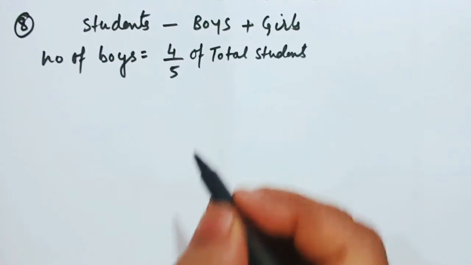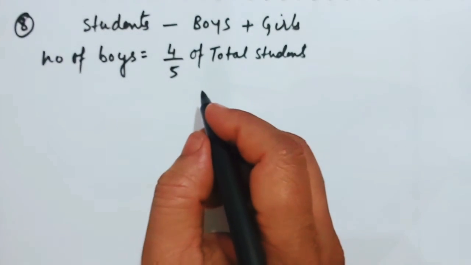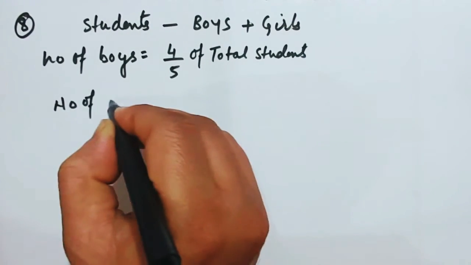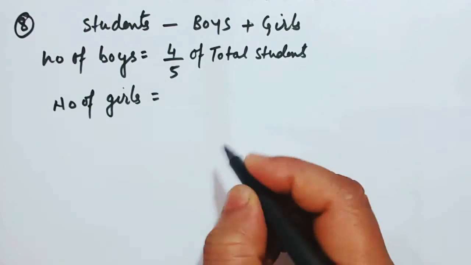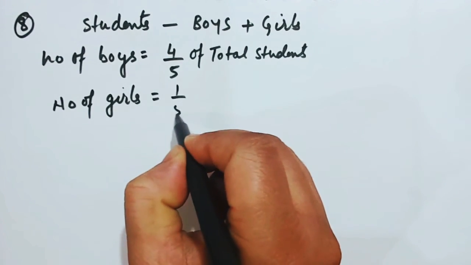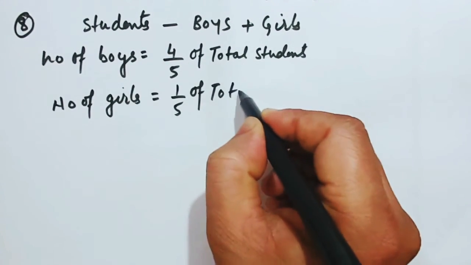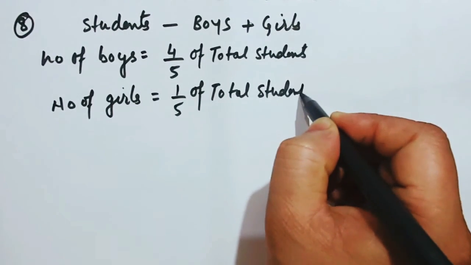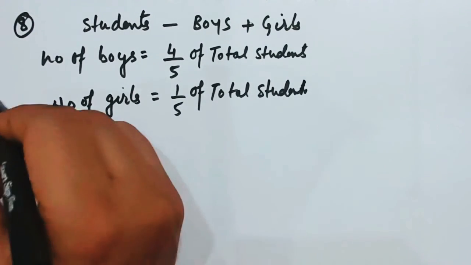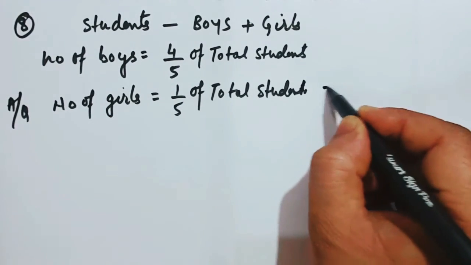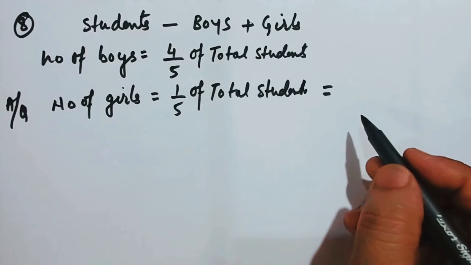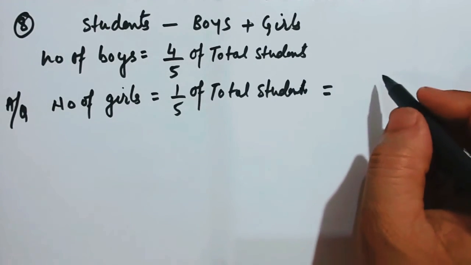Very good. Now, what will be the number of girls? So here number of girls will be equal to, see once again, out of 5, 4 are boys. So the girls will be 1 by 5, 1 by 5 of total students. Now, number of girls is equal to 1 by 5 of total students, and according to the question, the strength of the girls is equal to how much? 100. Please go through the question. The number of girls is equal to 100.